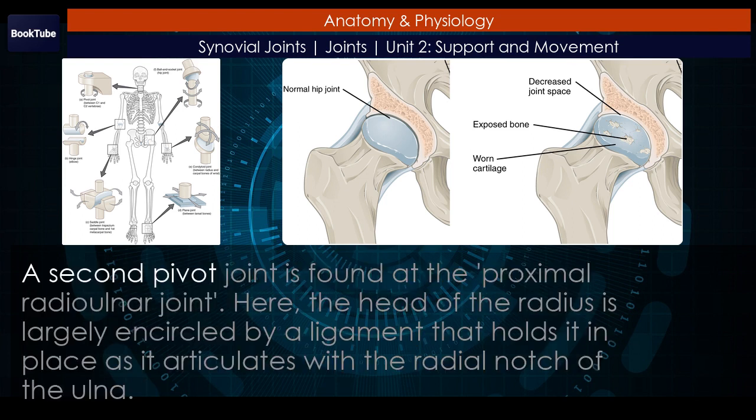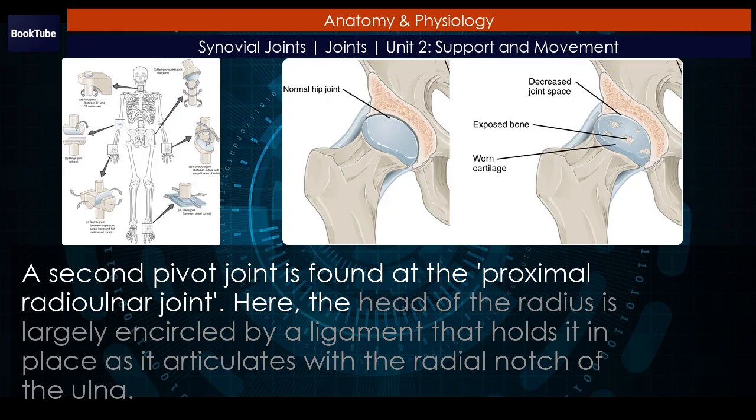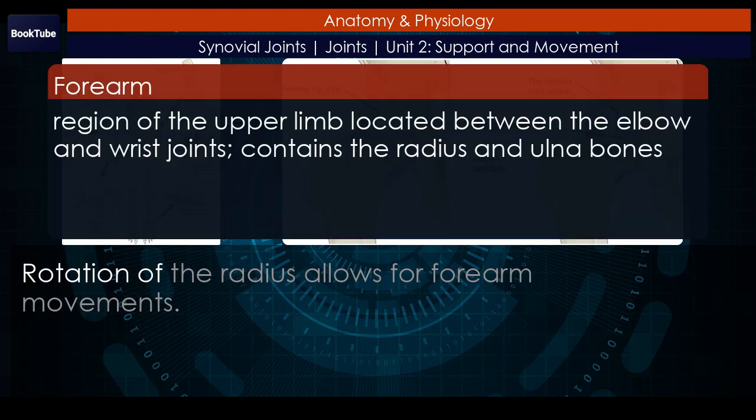A second pivot joint is found at the proximal radioulnar joint. Here, the head of the radius is largely encircled by a ligament that holds it in place as it articulates with the radial notch of the ulna. Rotation of the radius allows for forearm movements.